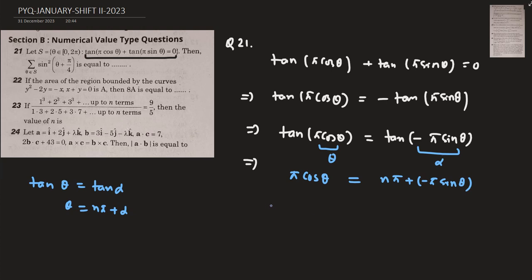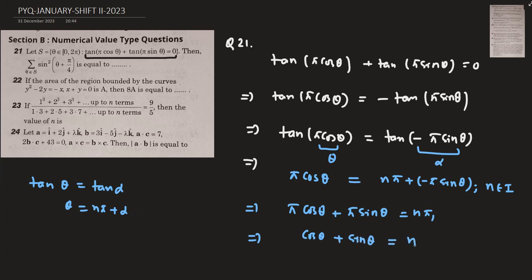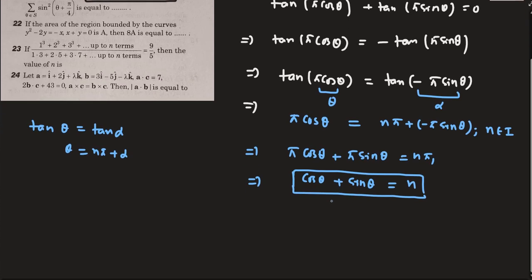I'll take the minus pi sin theta on the left hand side. It will be pi cos theta plus pi sin theta, which is equal to n pi. You remember that this n is always an integer. Now cancelling pi from all sides, we have cos theta plus sin theta equal to n.